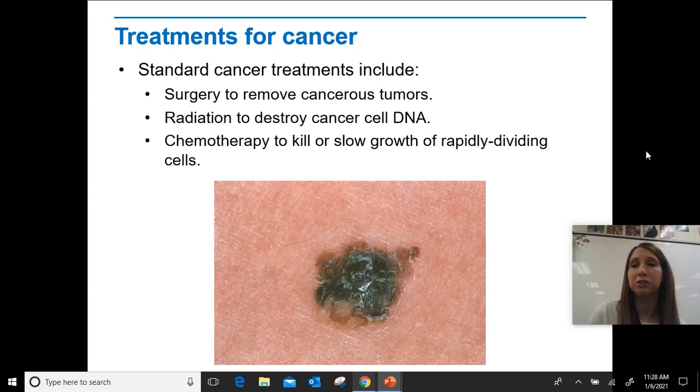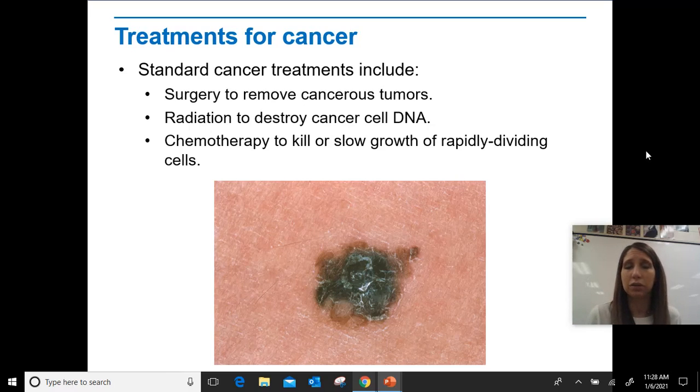So the three major options that we have in terms of cancer treatments are surgery. If you have tumors that are localized in one area, surgery can usually be used to remove those cancerous tumors. And along with that, they often also remove lymph nodes to see if the cancer has been spreading at all.